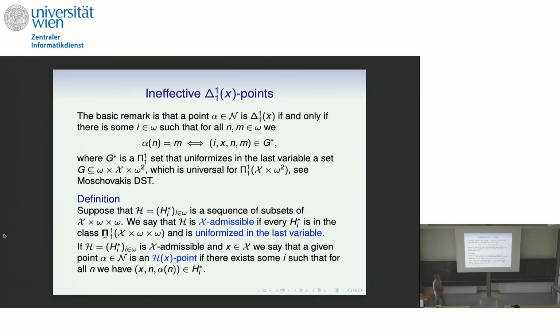If I have a sequence like this, I call alpha in the Borel space an H_X point if there exists some I such that this condition holds. So essentially, it's the thing above. Now, for each H_X point, there is some I. I'm going to call this the code of alpha. The important thing is that this code is unique, because those sets are uniformized in the last variable. So the H there refers to hybrid, arithmetical, Delta 1 1, or if you like, hybrids. Okay, it's the same thing here in this context.